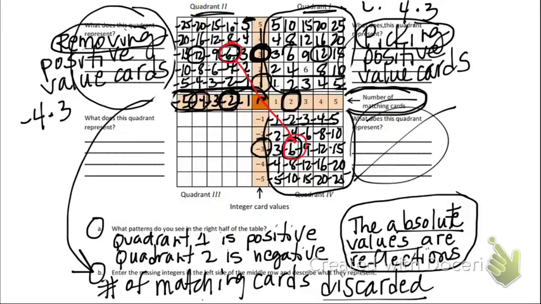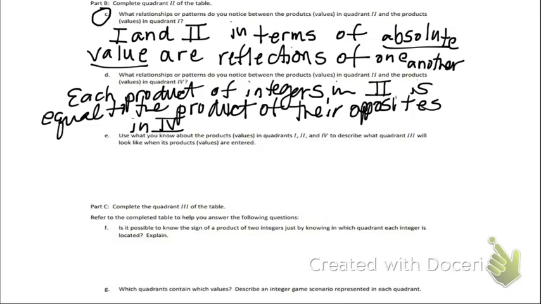But they were derived from opposite integers. We had negative 2 and 3, and then 2 and negative 3. So negative 2 times 3 is the same as 2 times negative 3. So these products of opposites are the same. And that was D here.